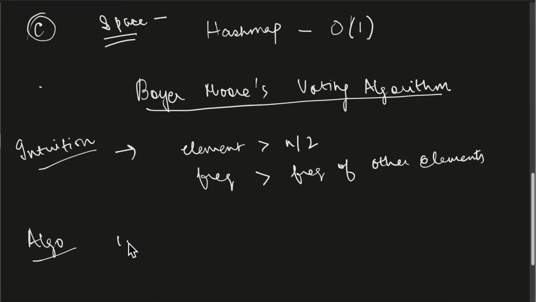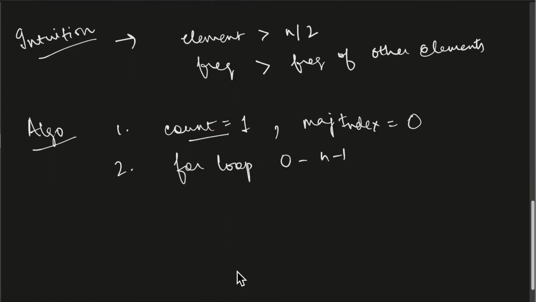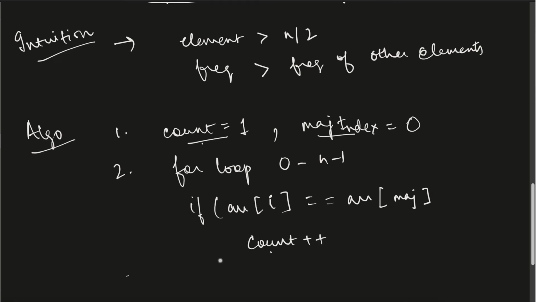So first of all, we declare a variable called count. Initially we set this to 1, and we also declare another variable called majority index to track the index of the potential majority element, and we set this to 0. And then we will use one single for loop which is going to run from 0 to n minus 1. Within this for loop, we check if the current element, ARR of I, is equal to the element pointed to by this majority index, I'm just writing MAJ, then we will increment the value of count by 1. Else we will decrement the value of this count variable.